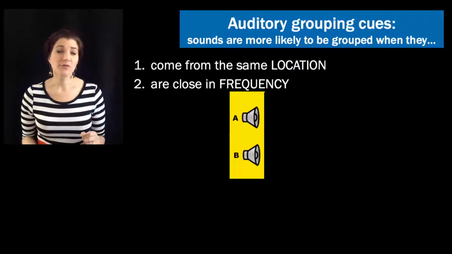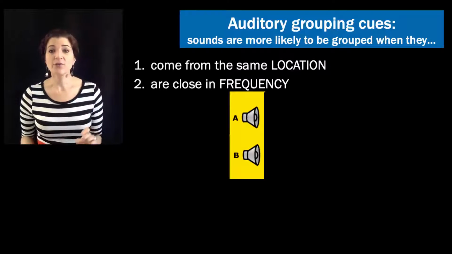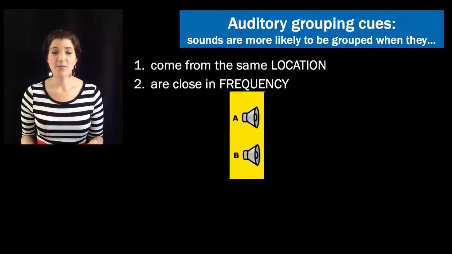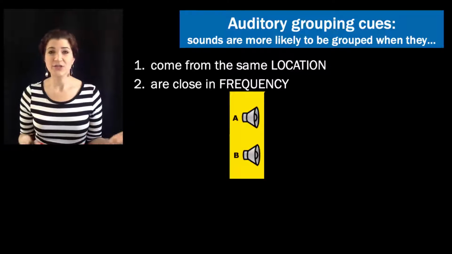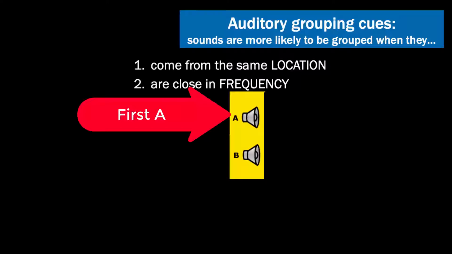So I'm going to play you a few different sequences of sounds, little beeps and whistles, and I want you to decide whether it sounds like each of them are coming from one source or multiple sources. That is, are you hearing two things that are happening simultaneously, or are you hearing just one stream?